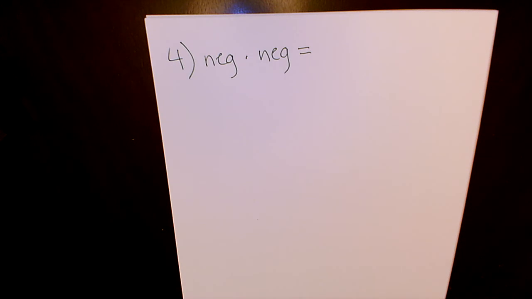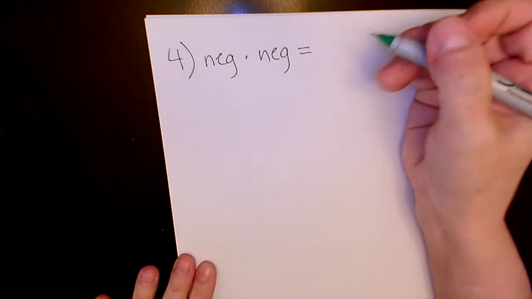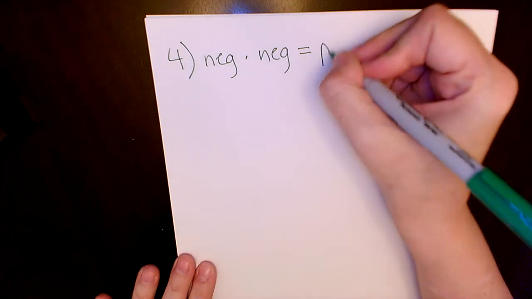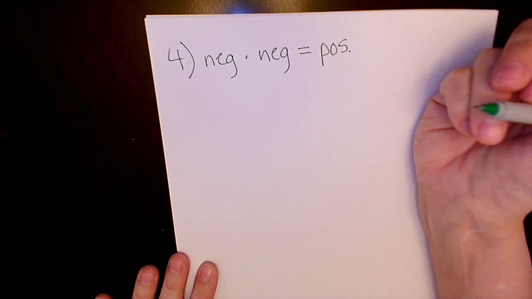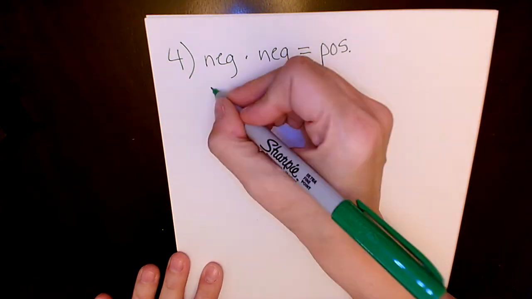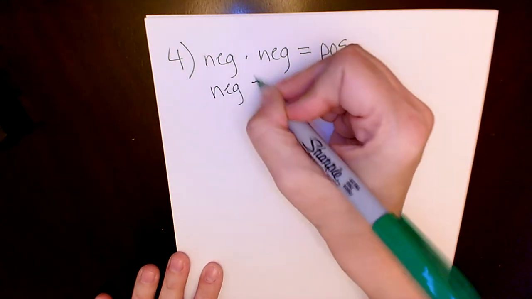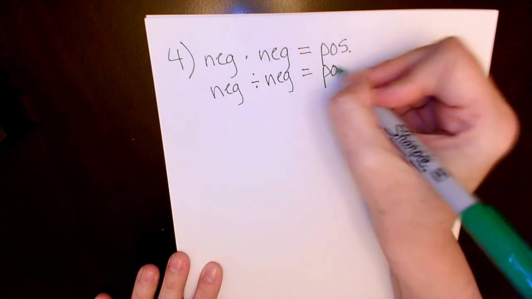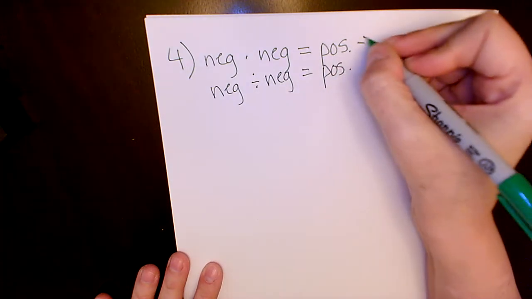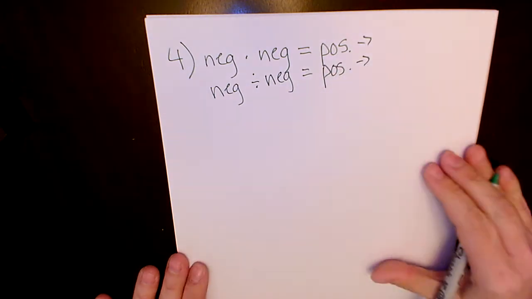I'm on rule 4. This is the last part of 3-4. Negative times a negative. So, a negative times a negative is a positive. And a negative divided by a negative is also positive. So let me do an example of both of those.